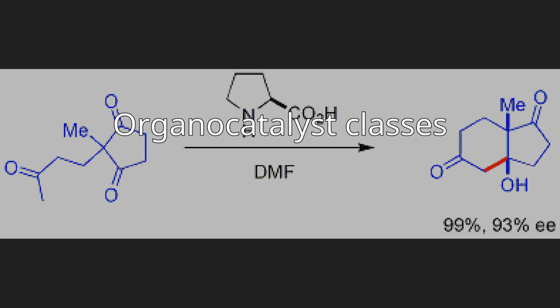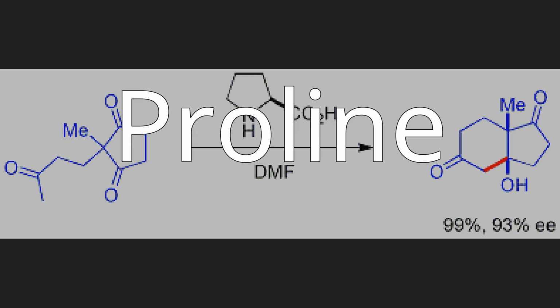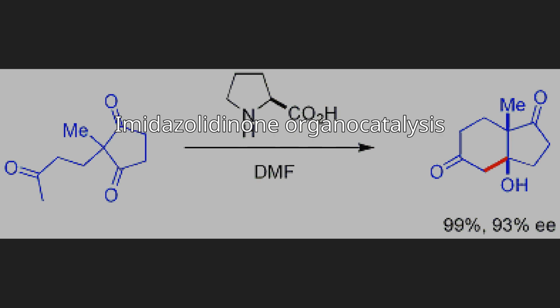Examples of asymmetric reactions involving organocatalysts are asymmetric Diels-Alder reactions, asymmetric Michael reactions, asymmetric Mannich reactions, Shi epoxidation, organocatalytic transfer hydrogenation. Proline. Proline catalysis has been reviewed. Imidazolidinone organocatalysis. Imidazolidinones are catalysts for many transformations, such as asymmetric Diels-Alder reactions and Michael additions.